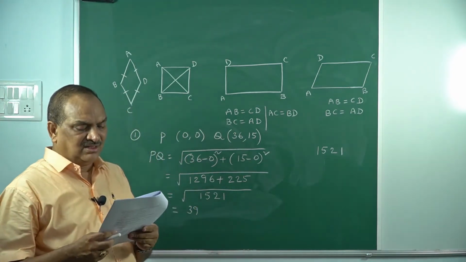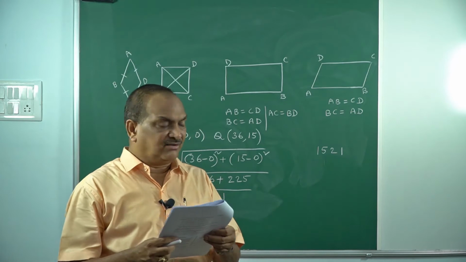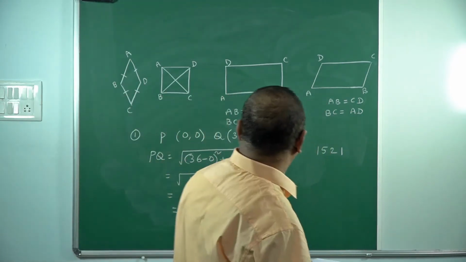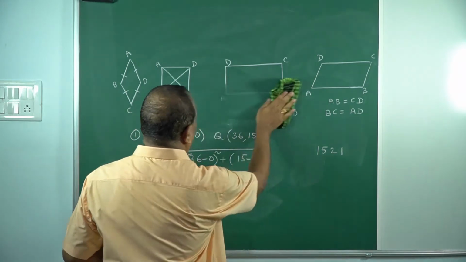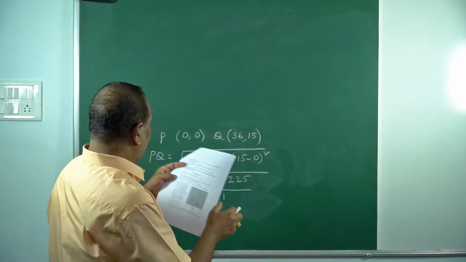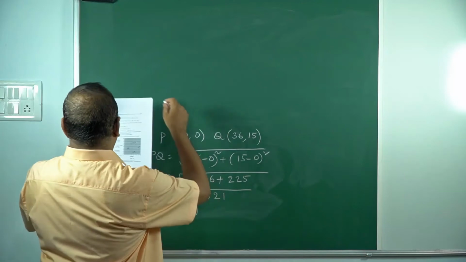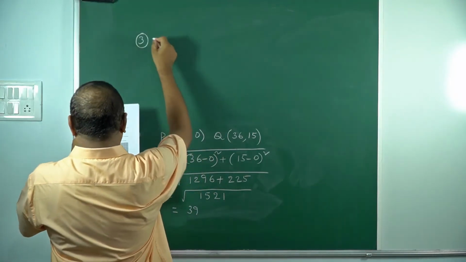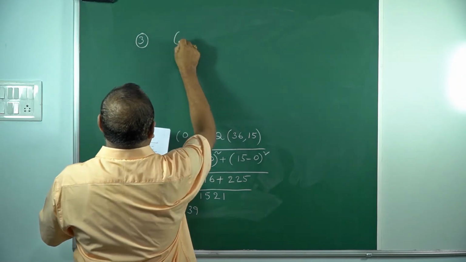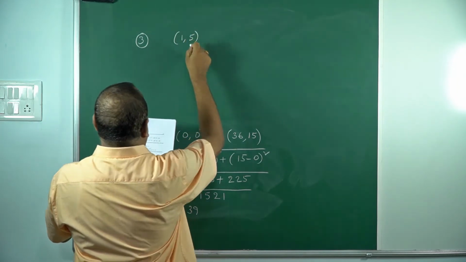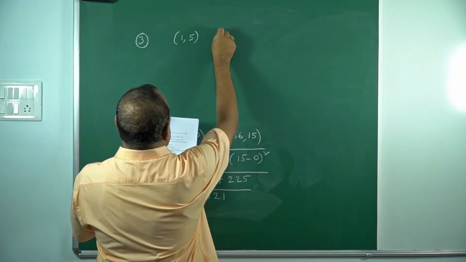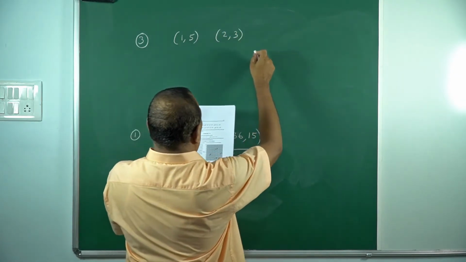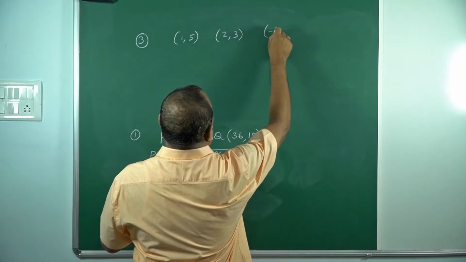And the next one, of course, is an interesting question. I just take up my quadrilaterals. This is a simple problem, but however, just have a look at it. There are 3 points given to you. This is 1, 5, and this is 2, 3, and minus 2, minus 11.